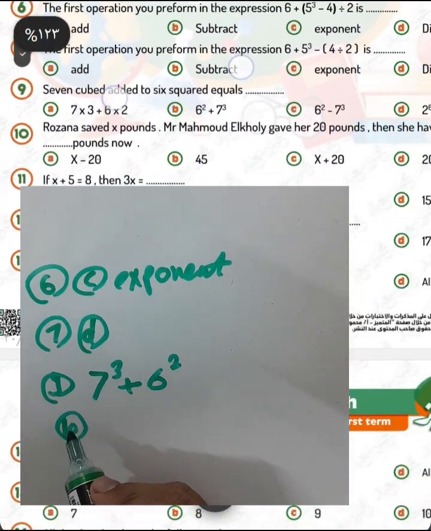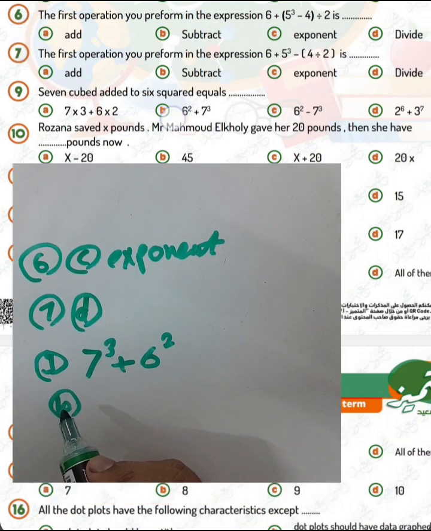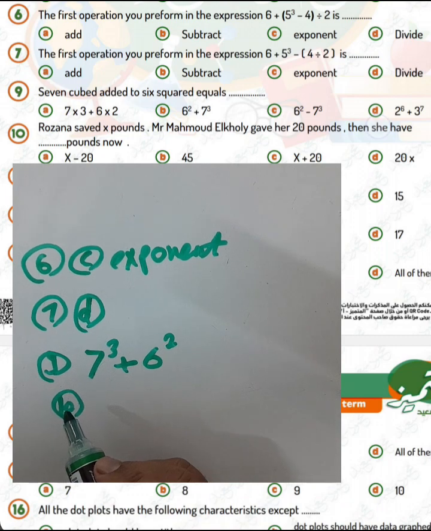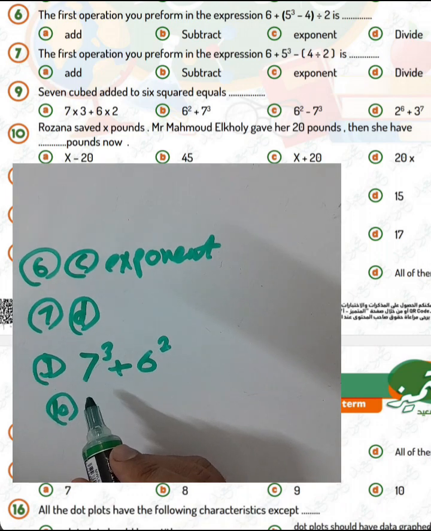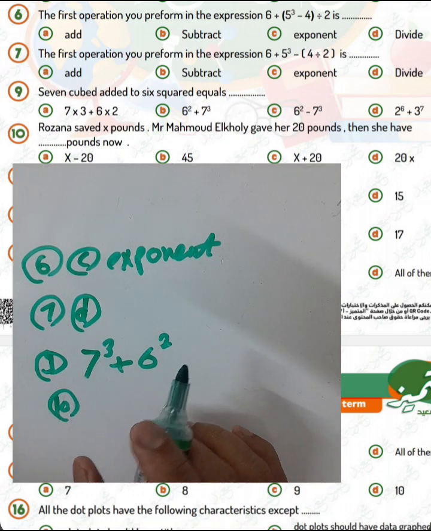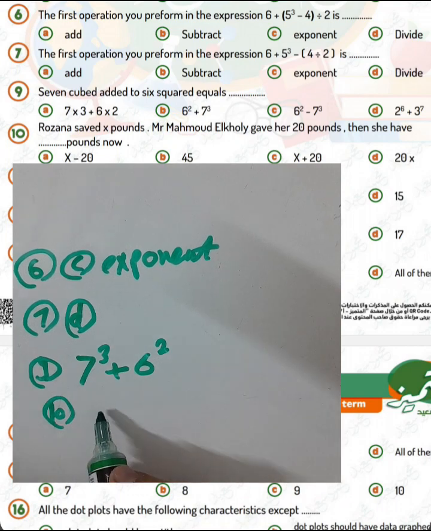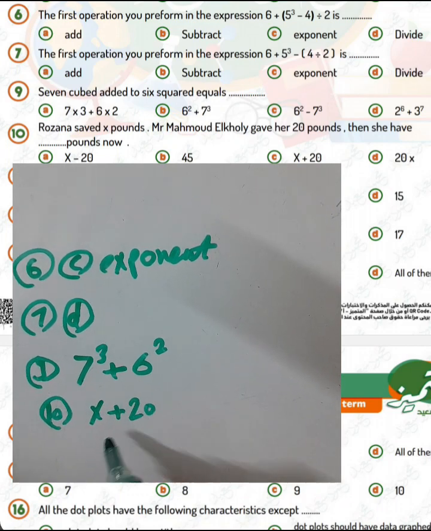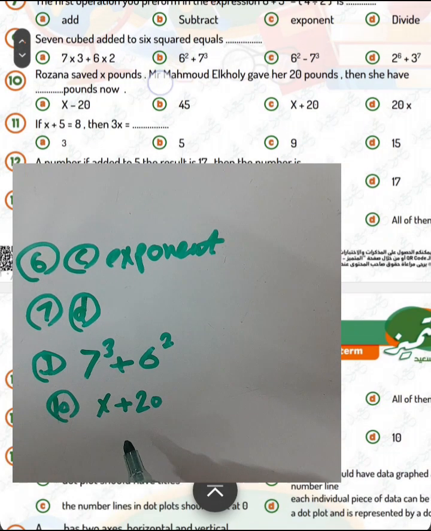Rosanna saved X pounds. Mr. Mahmoud Al-Khuli gave her 20 pounds. Then what does she have now? She had X pounds. Then Mr. Mahmoud gave her 20 pounds. Then the total with her will be X plus 20 pounds now. X plus 20. Choose letter C.